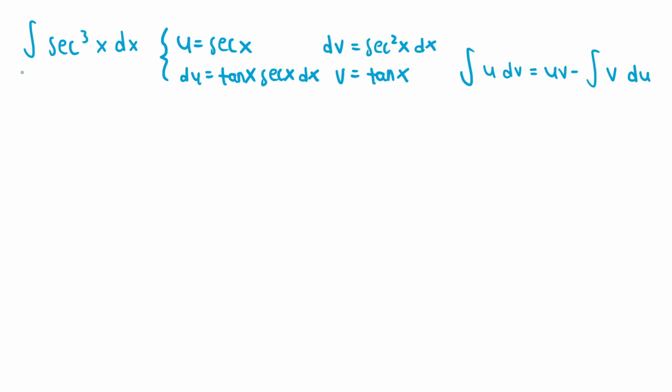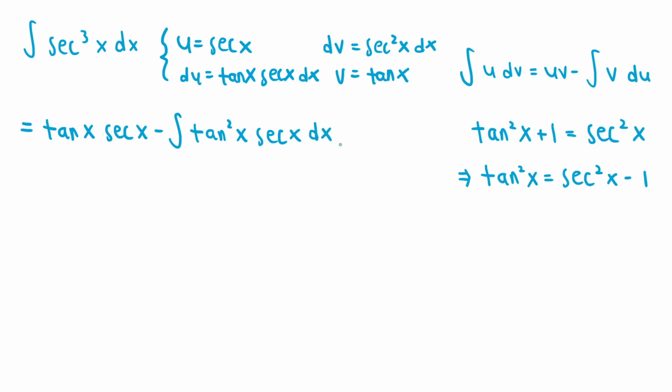So this means the integral of secant cubed of x is equal to uv, which is tangent of x times secant of x, minus the integral of v du, which is minus the integral of tangent squared of x times secant of x dx. We can use the trigonometric identity tangent squared of x plus 1 equals secant squared of x to infer the identity tangent squared of x equals secant squared of x minus 1 if we subtract 1 from both sides of the equality.